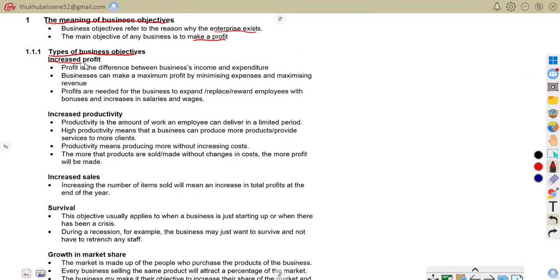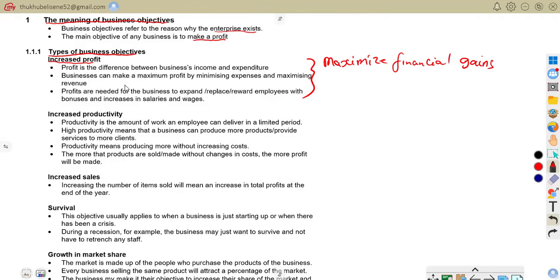The first one is increased profit. That is wherever we are trying by all means to maximize financial gains. With this one, we are trying to say we maximize what? Financial gains. For example, you reduce cost by 15% to boost profit margins.